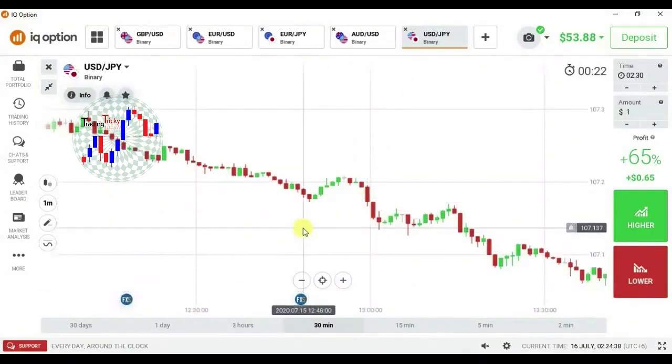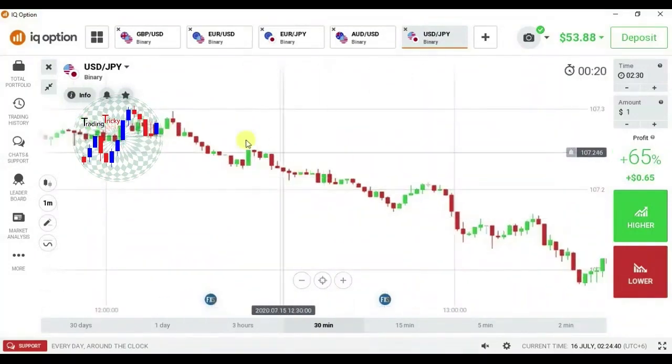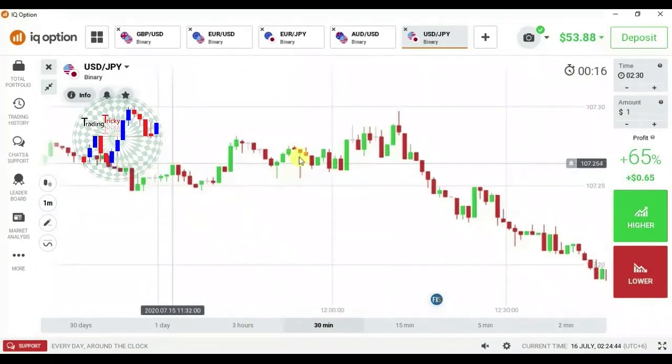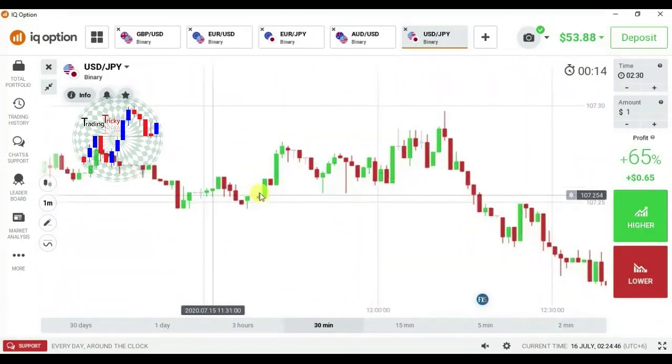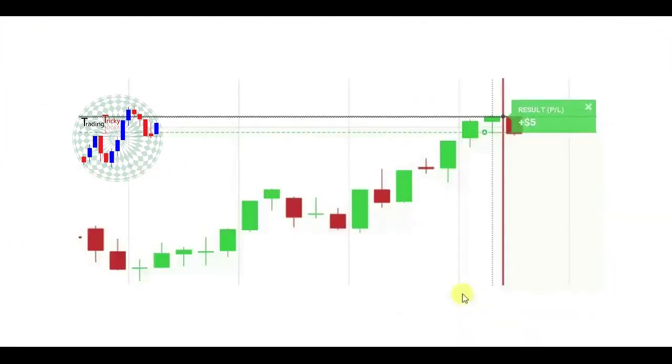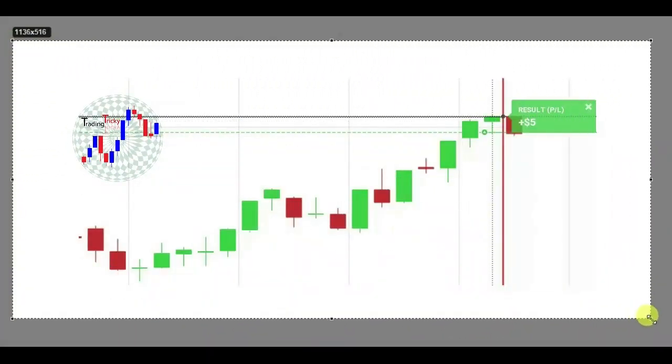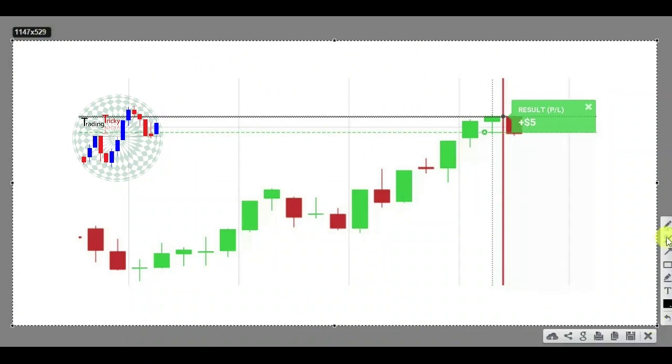So every time you will see that market will stop at least for 1 minute at the round number. So this is all about round number, and let me show you some examples of how I use the round numbers. So this is the chart. I have taken some trades using round number. So let me show you.